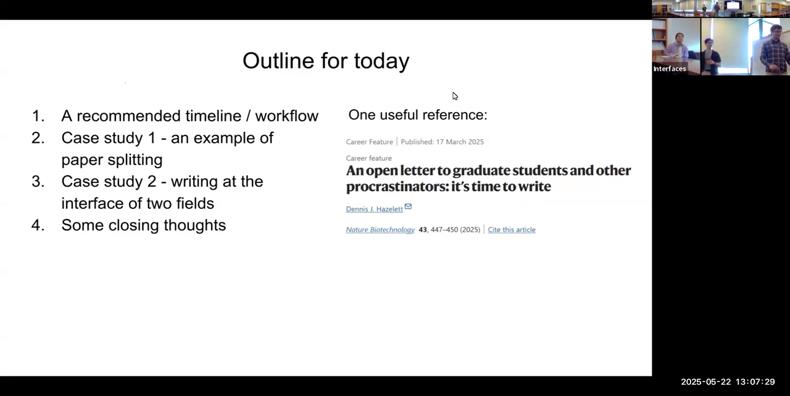That's something to emphasize, but we'll give our 2 cents on it, and then give a couple examples of papers that we've worked on and lessons that we took away from them. One useful reference that I was going to point to was this paper in Nature Biotech, an open letter to grad students and other procrastinators: it's time to write. It had a lot of nice takeaway lessons that this professor had put out there. I'll reference that at some point, but it's worth taking a look just to get one person's ideas on this.